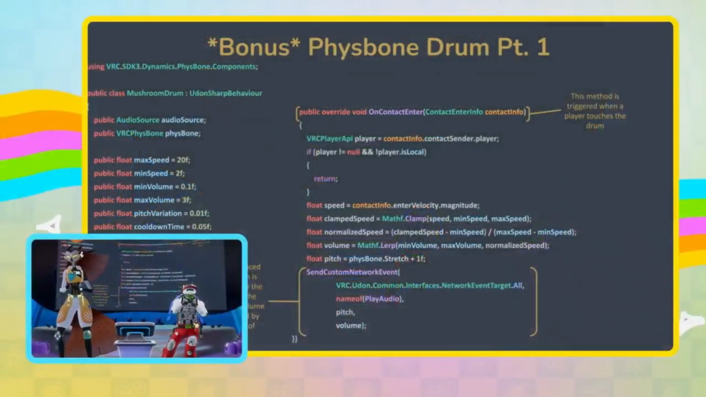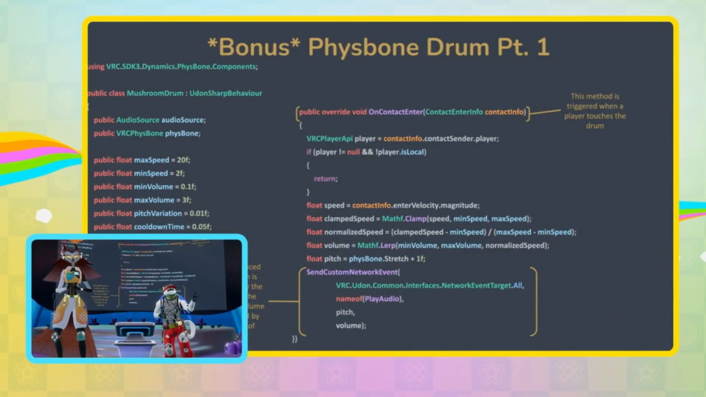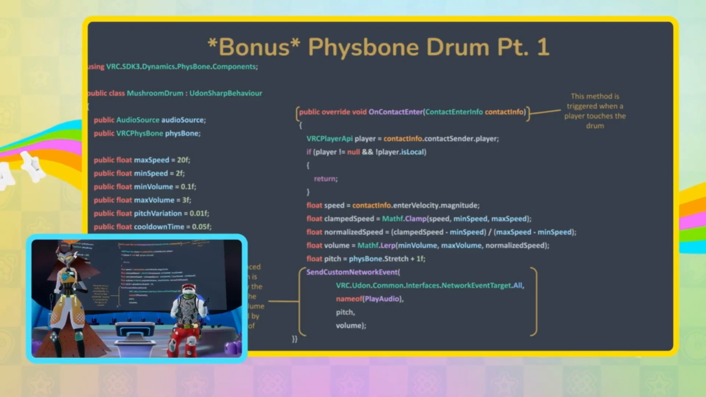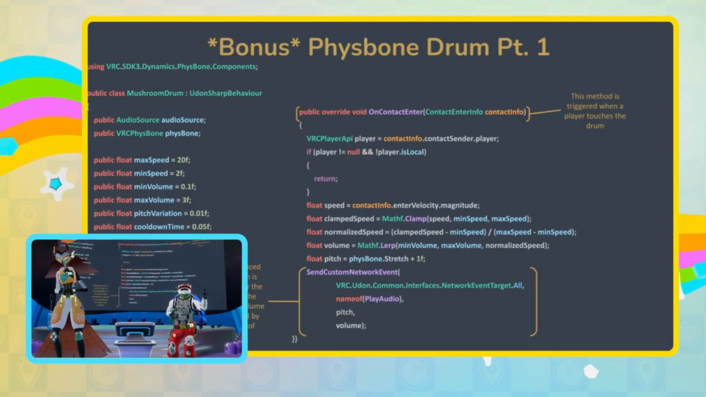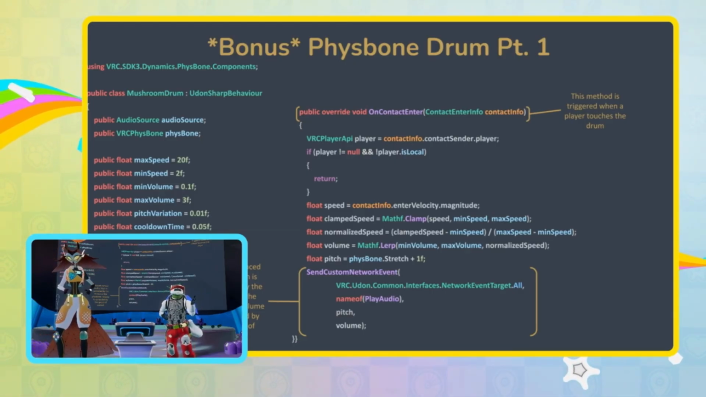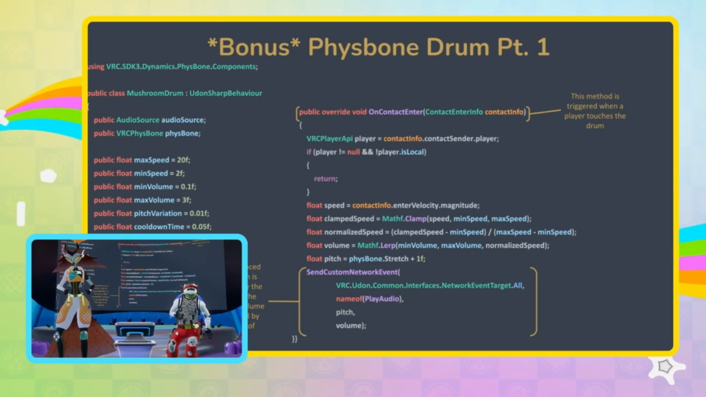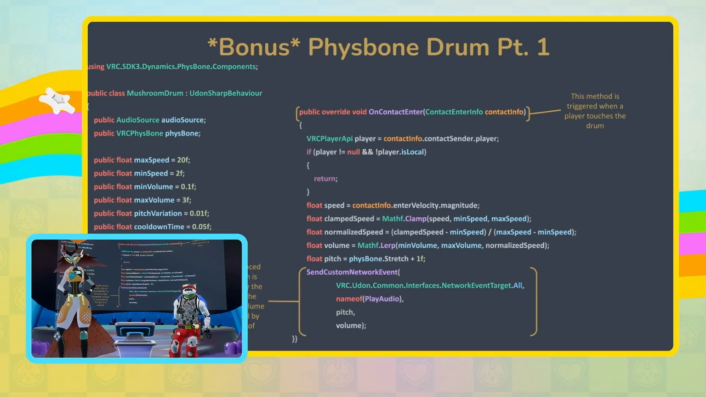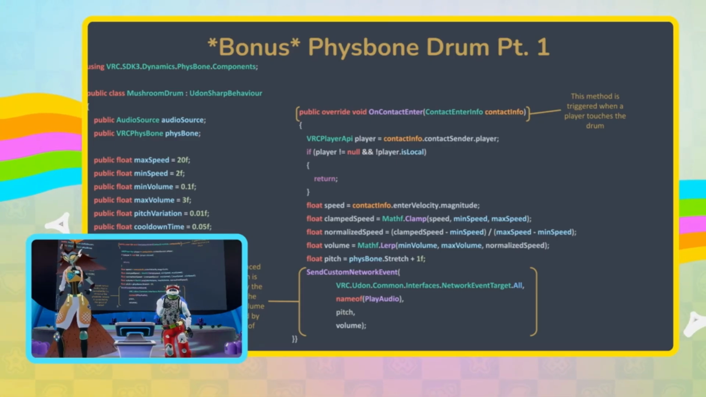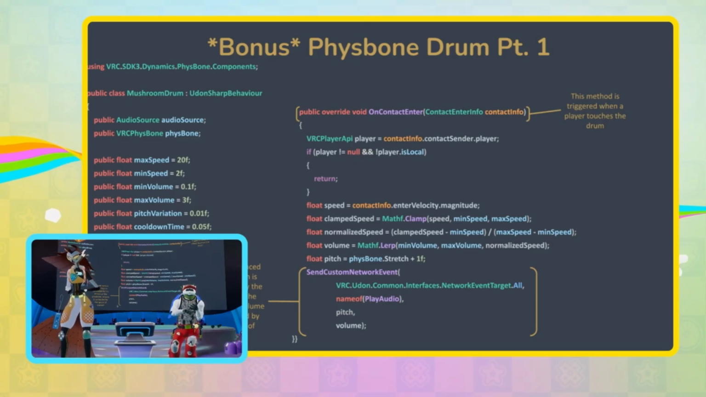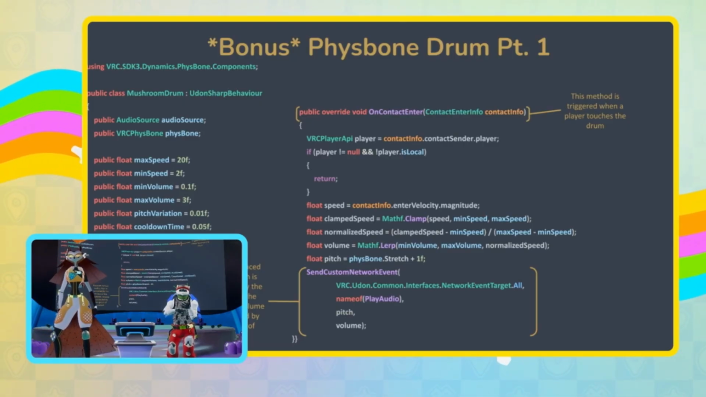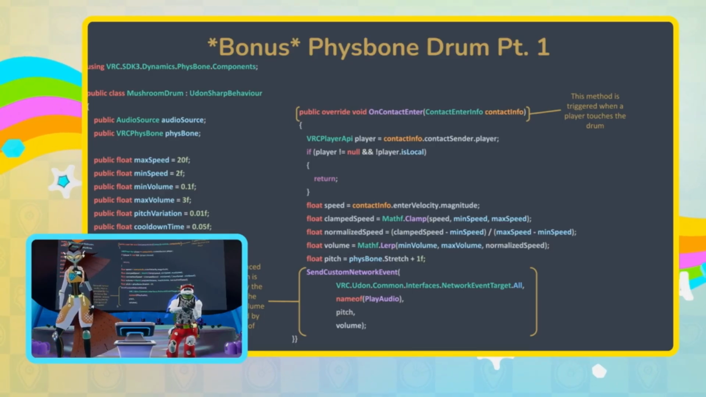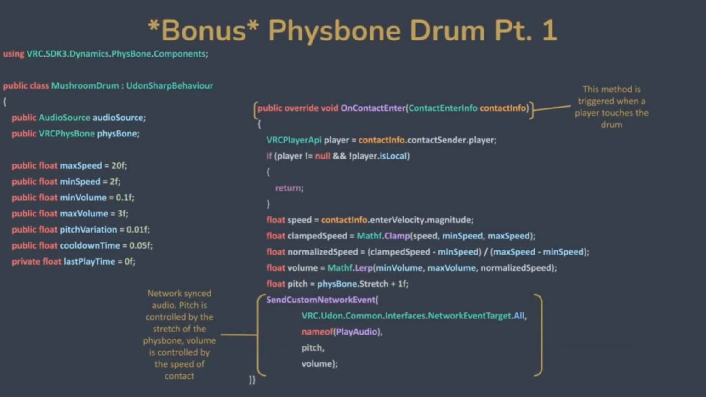So first off, we have a couple things. We have our audio source, and we have a FizzBone component. You'll also note the using directive on the very top, that we want to use FizzBone components with the FizzBone.Components namespace. We have a couple variables that are controlling our drum, such as the minimum and maximum speed of contact, the minimum and maximum volume we want to play, some random pitch variation, a cooldown time, so it doesn't trigger all the time, and then a last play time.